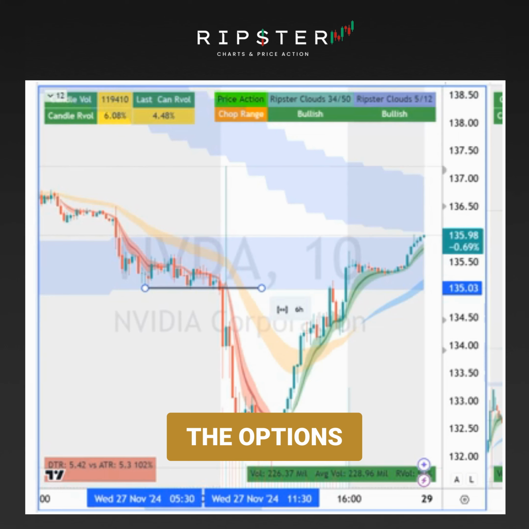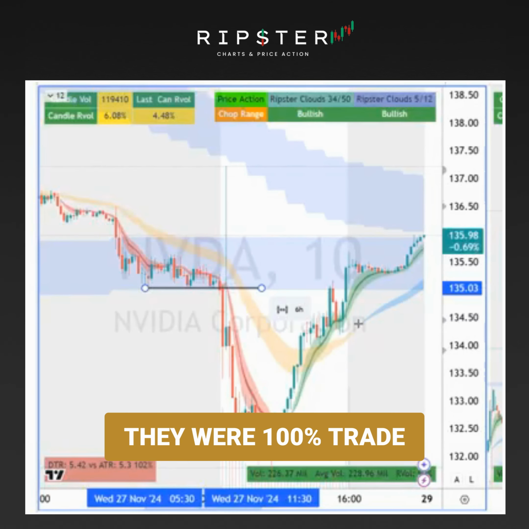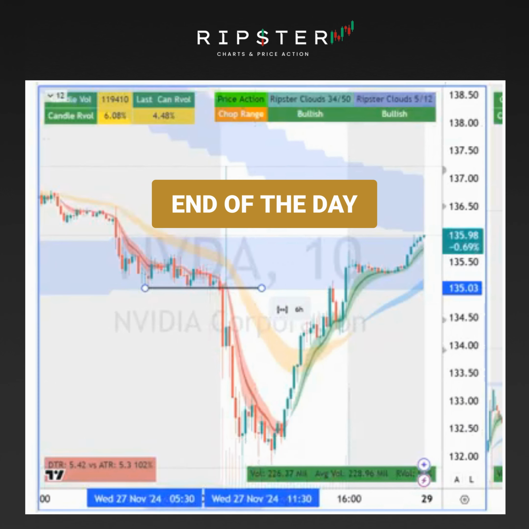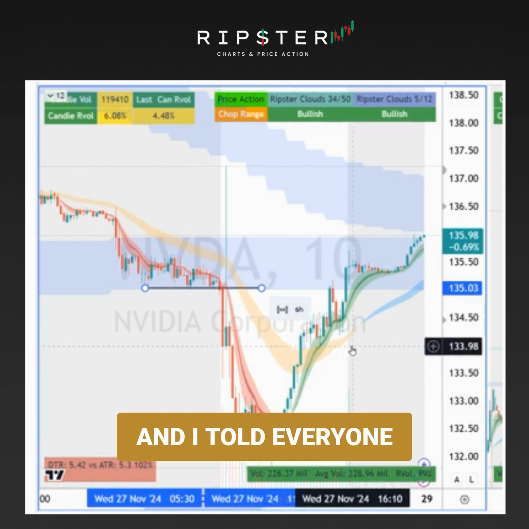You can short with the options, buy the puts. We look at 136 puts. They went from $2 to $4. They were a 100% trade. This was a nice fade at the end of the day. And then I called the curl on Nvidia as well when we were doing these 512 curls. Right here, I sent the price alerts that we are curling, and I told everyone to hold the swing overnight.